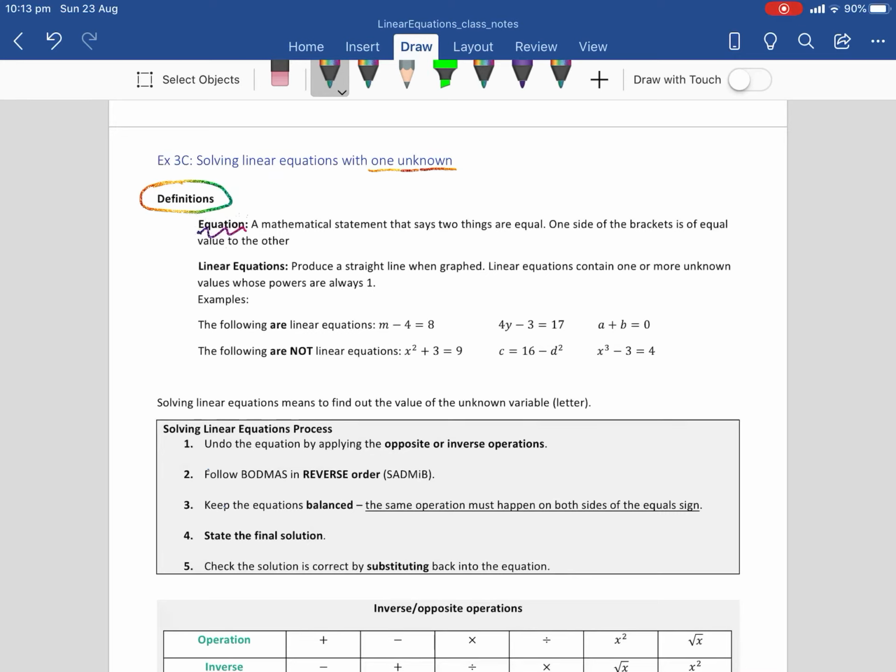So an equation is a mathematical statement that says two things are equal. One side of the equation is of equal value to the other. Okay, so whatever is on either side of the equal sign, they will be equal to each other.